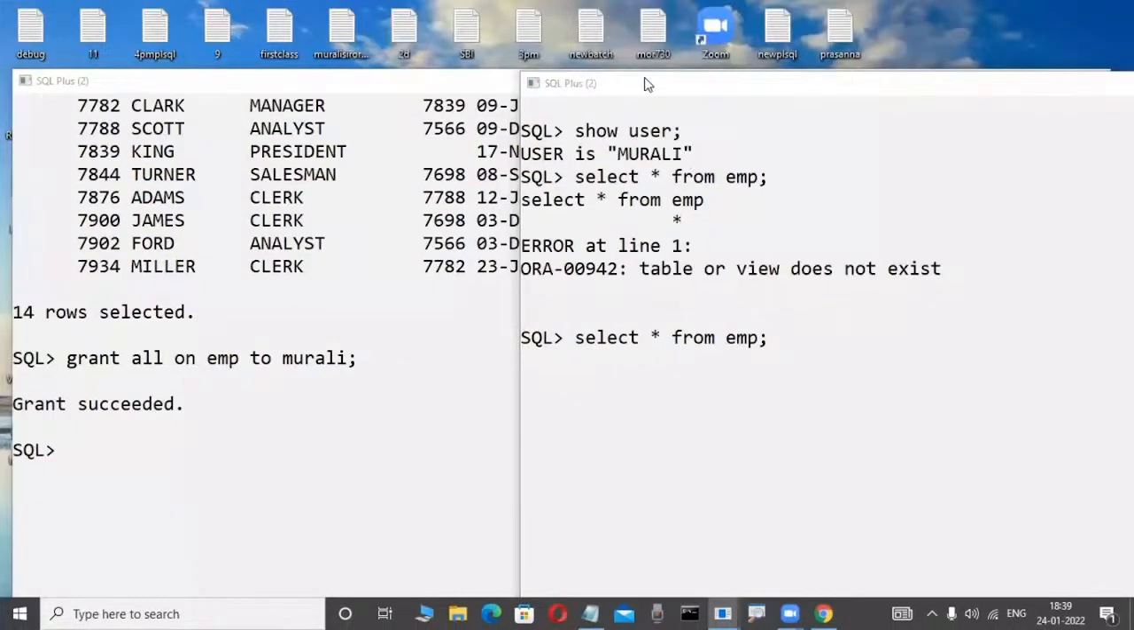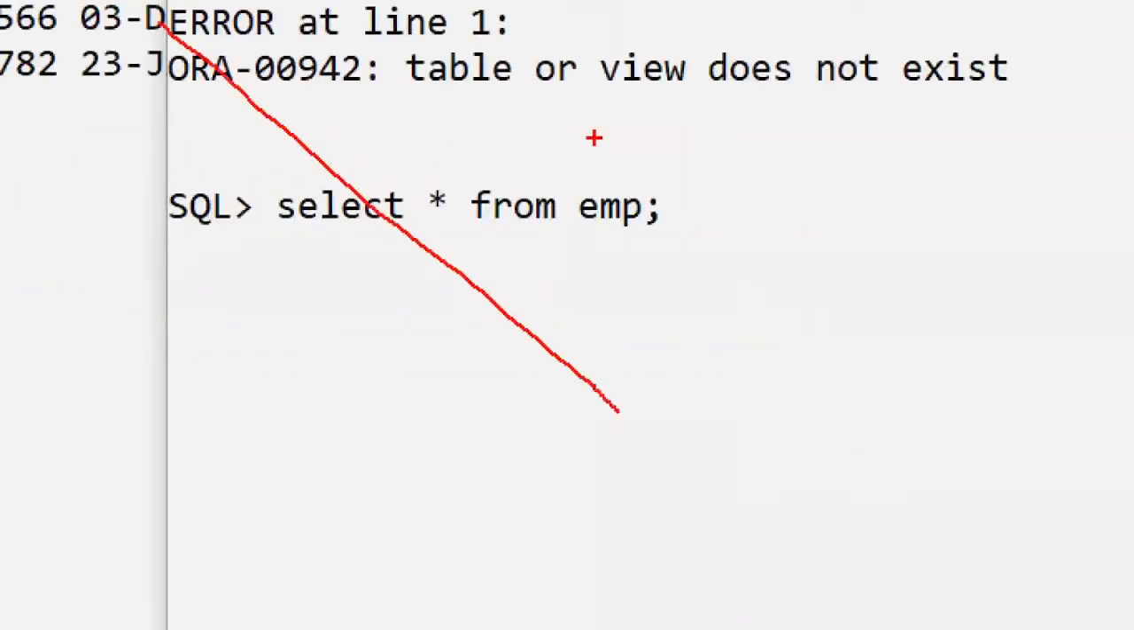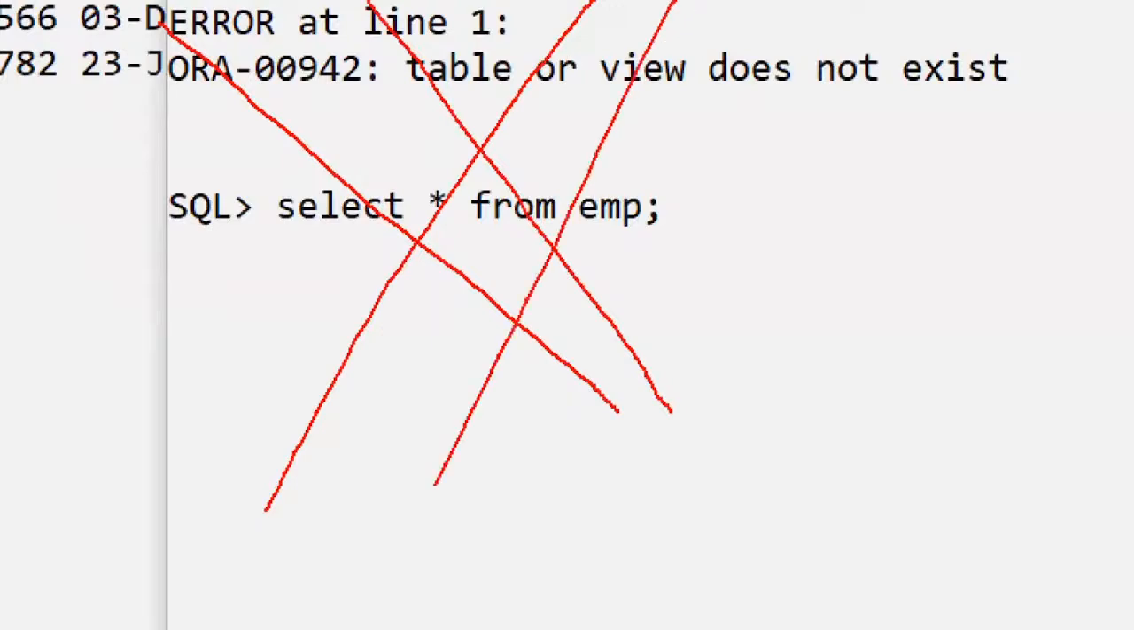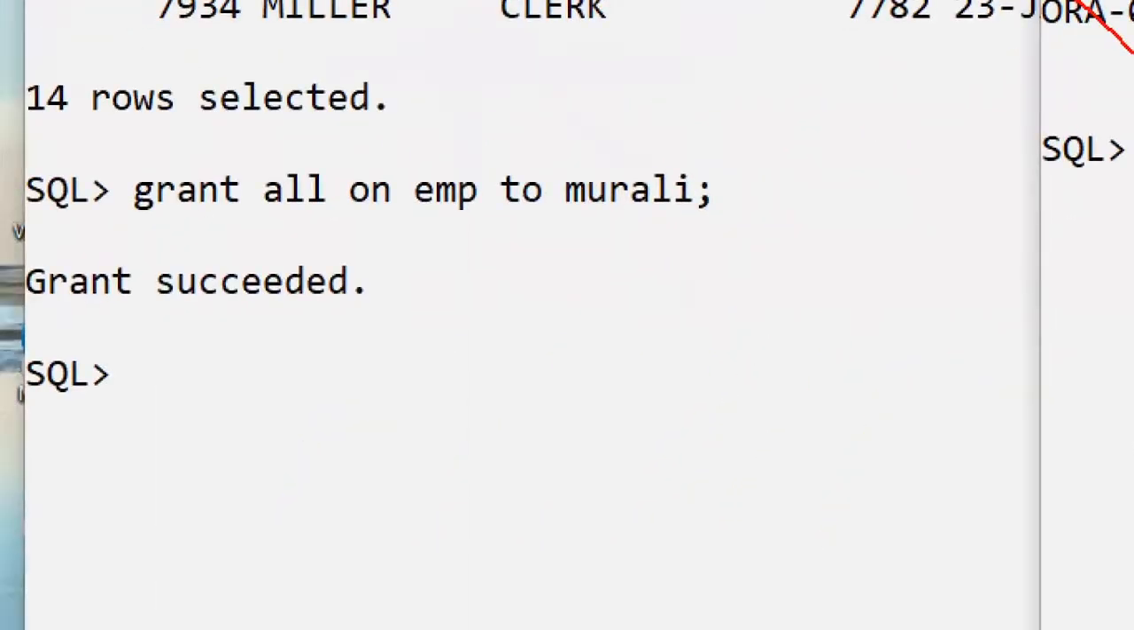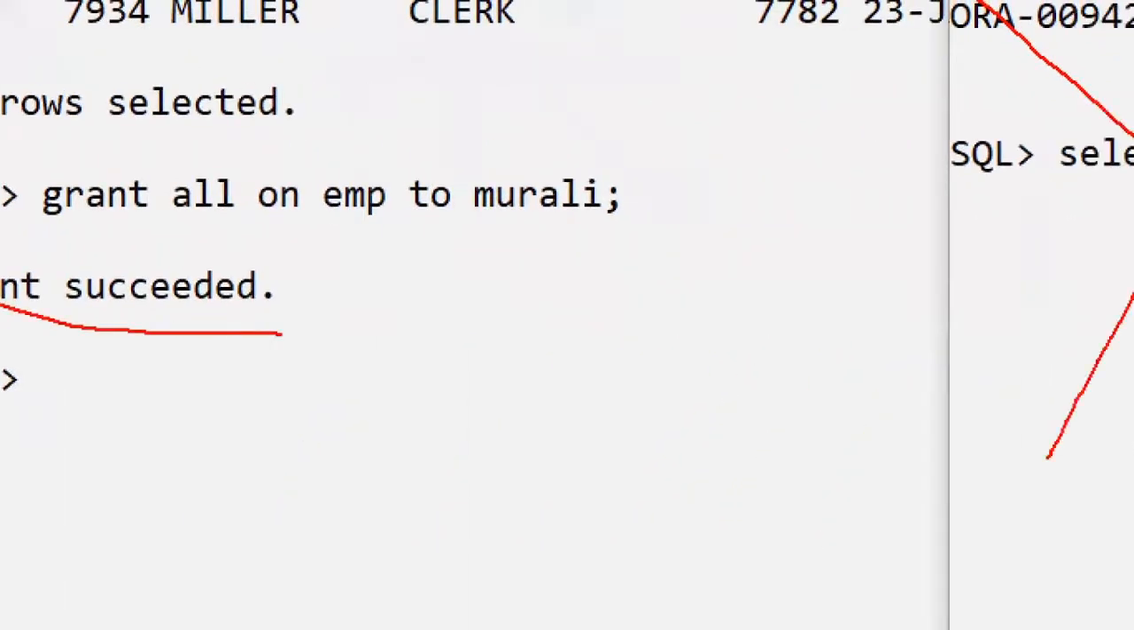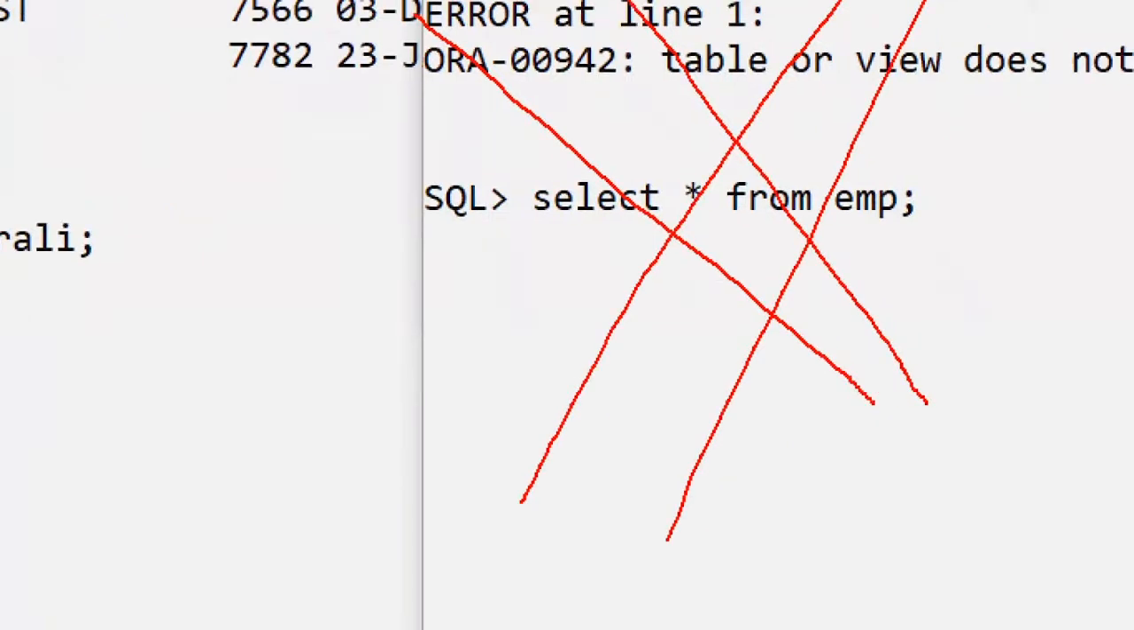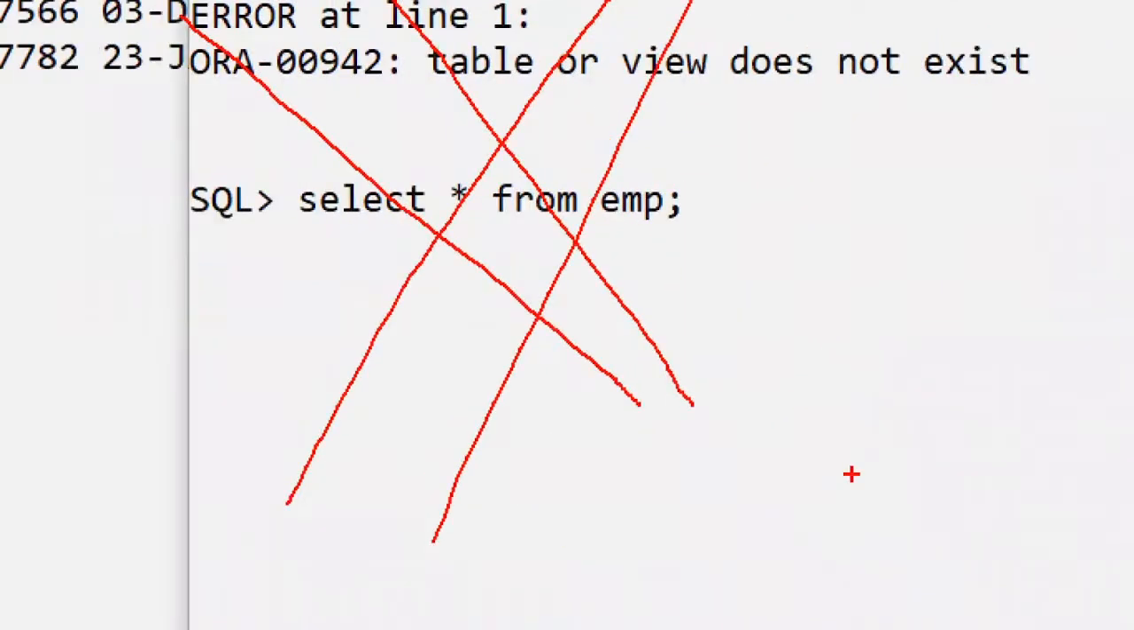Anybody guess? Possible or not possible? Very good. So many fellows are in our class. I am also a first-time newcomer, and I was also thinking like that: nothing is there, grant is succeeded, then it should be possible. You are also telling like that, and I am also thinking like that. But it is impossible. That is the beauty of the relational data model. Grant is succeeded, so why is it not possible? That is the purpose of giving the permission. You are also imagining like that.